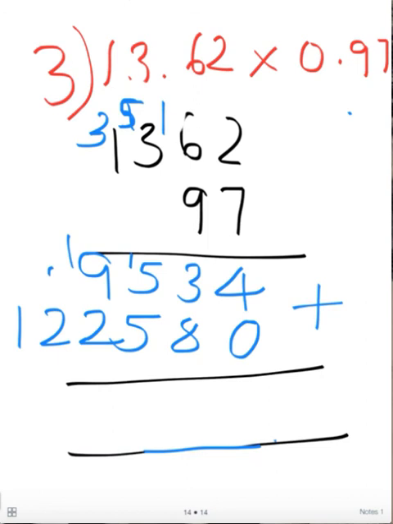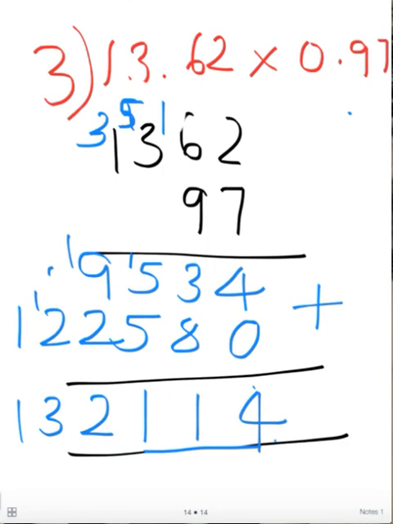So 4 plus 0 is 4. And we've got 8 plus 3, which is 11. Carry the 1. 5 plus 5 is 10, plus 1 is 11. Carry the 1. And we've got 10 plus 2 is 12. So put the 2 down, carry the 1. And we've got 3 and then 1. So that looks right now.